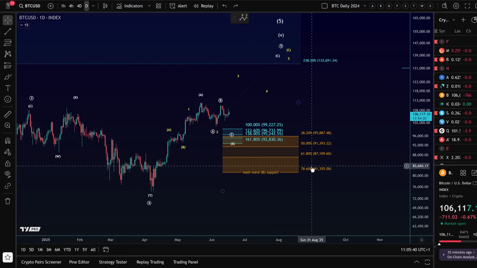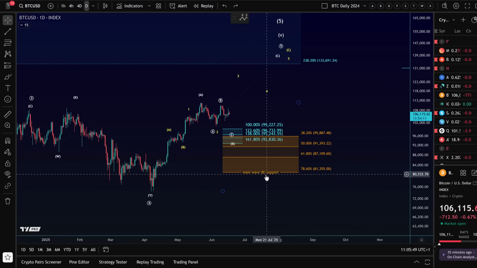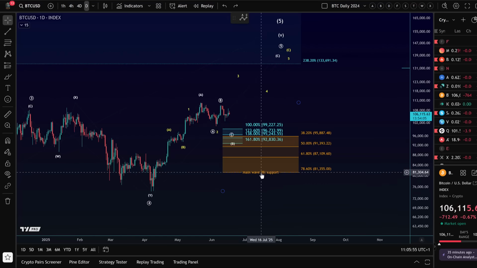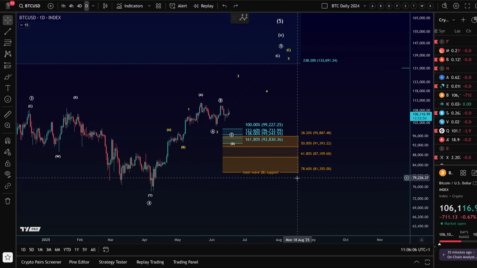Any break below it would open the door to a much greater correction and would mean that probably this B wave here is not really a B wave, but a much larger correction. Basically, it means that we have an uptrend and there's a pivot that helps us distinguish between really an uptrend and a bear market or a much larger correction. And that level is $81,355.